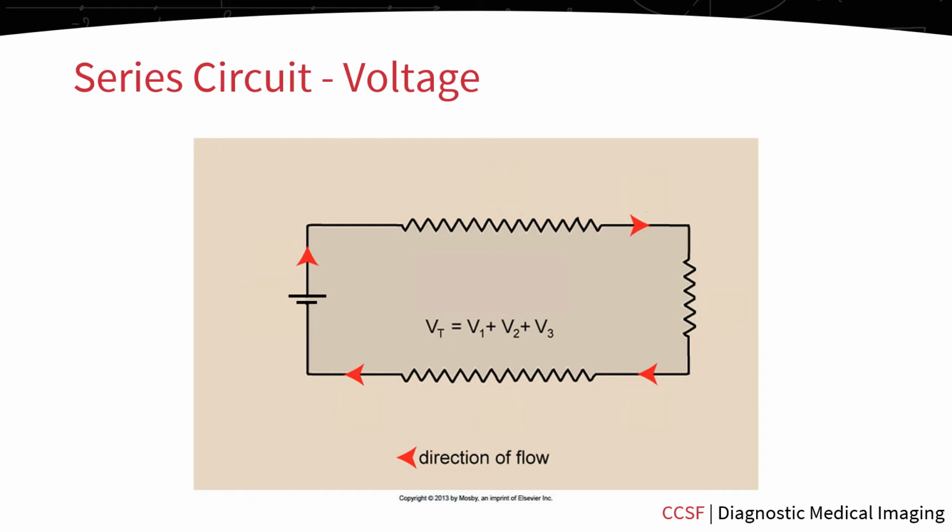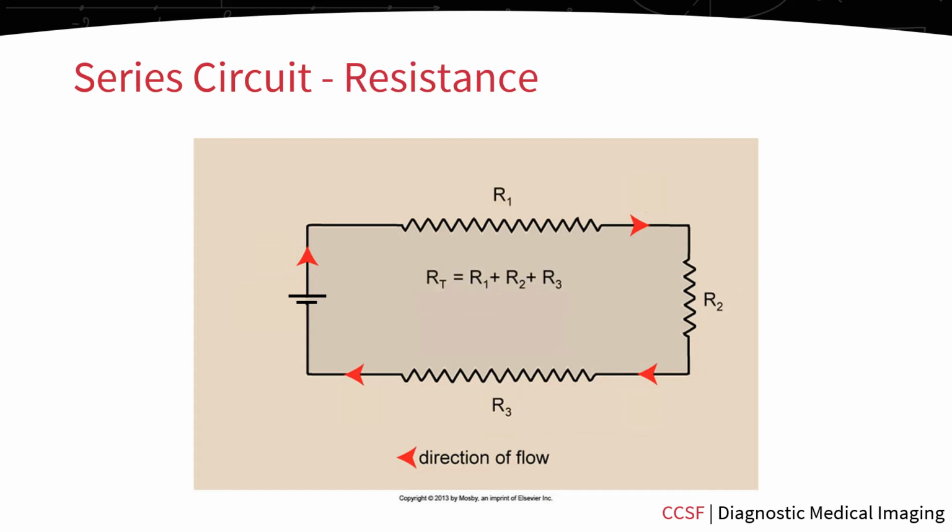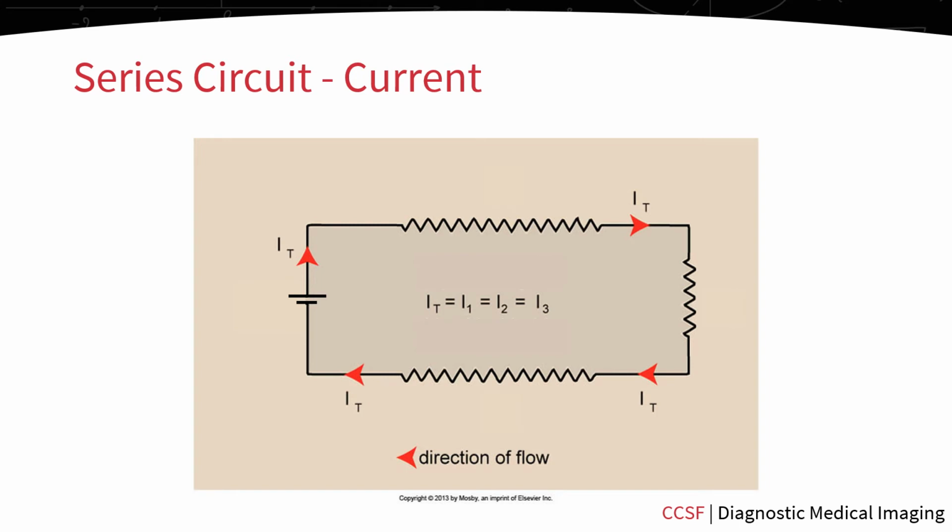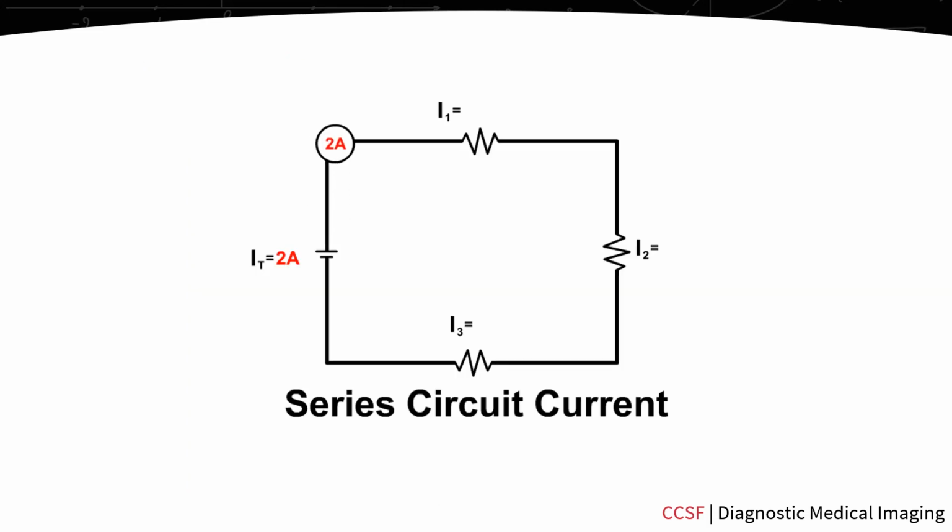In a series circuit, the total voltage is the sum of all the voltage. And just like voltage, the total resistance is the sum of all the resistance. However, with a series circuit, the total current is equal throughout. As you watch the circle go around the circuit, think of the circle as our measuring device, and it's able to measure current at any point on this series. Notice that it remains 2 amps throughout the entire circuit.